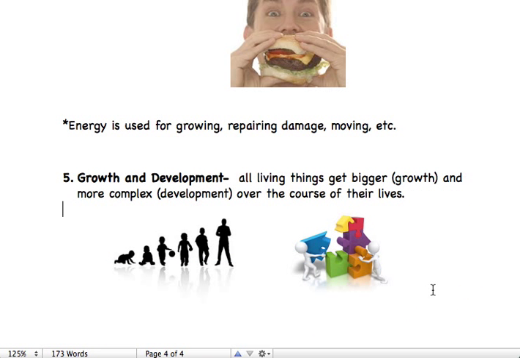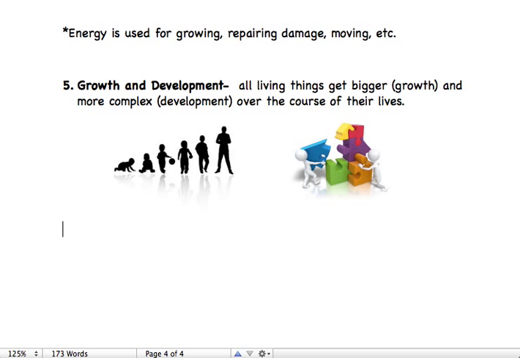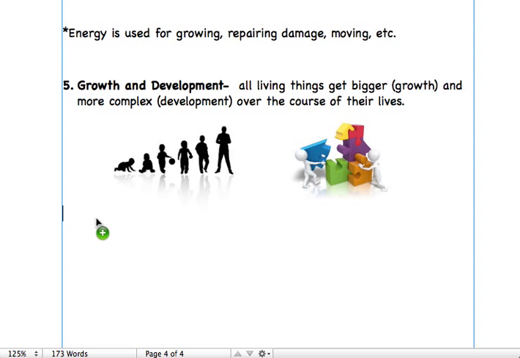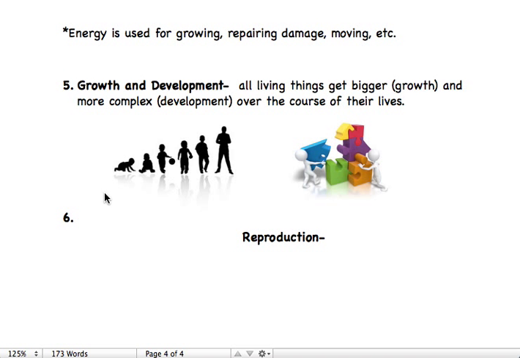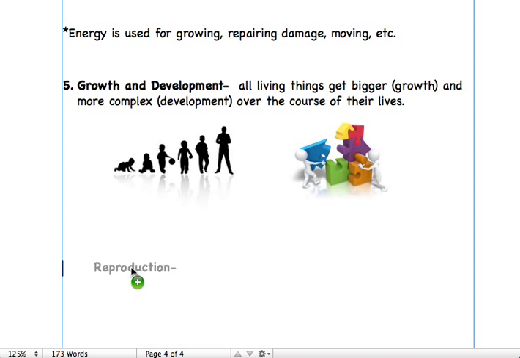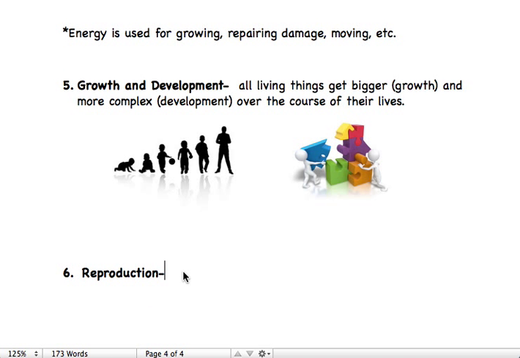Growth and development. Okay, and the last but not least, living things reproduce. So number 6 is reproduction. Oops. Number 6. Oh no. Apologize. I'm not very good at the editing part, so you'll have to bear with me. I'll get better.